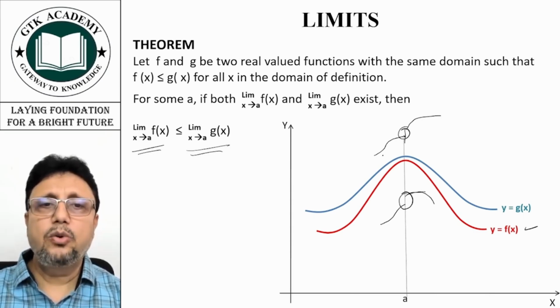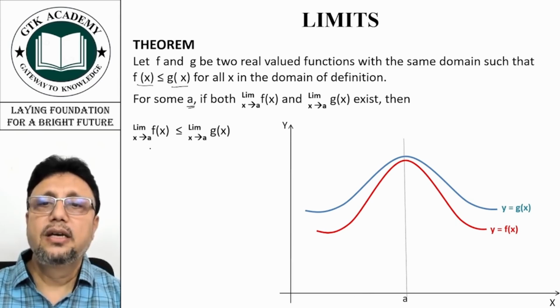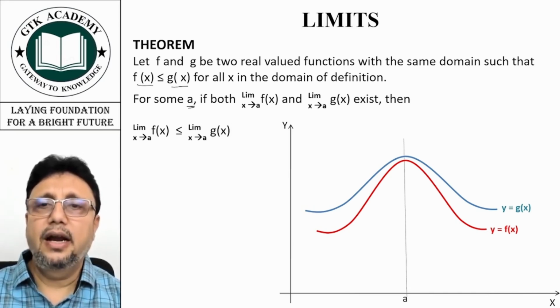But what is being told is that the limit exists for both the functions at x equal to a. Then if f(x) is always less than or equal to g(x), then the limit of f(x) at x equal to a will also be less than or equal to the limit of g(x). It's a pretty simple thing, and I hope that you all must have understood this. Let's proceed further.